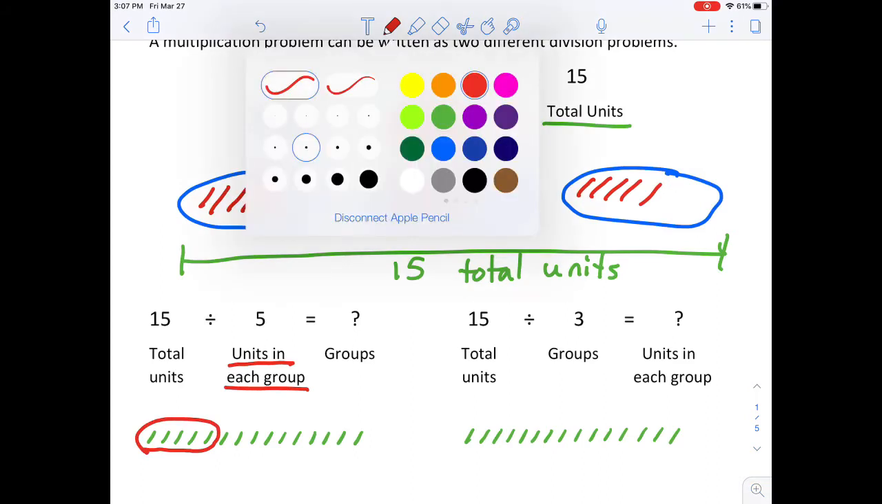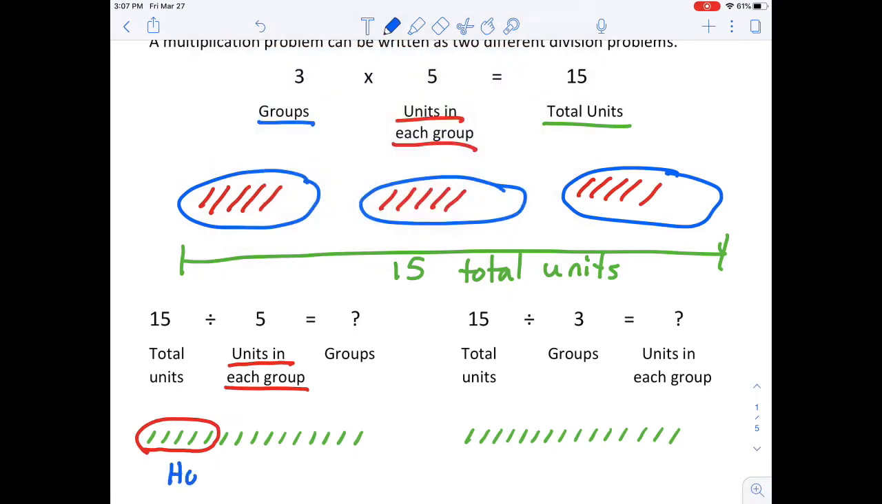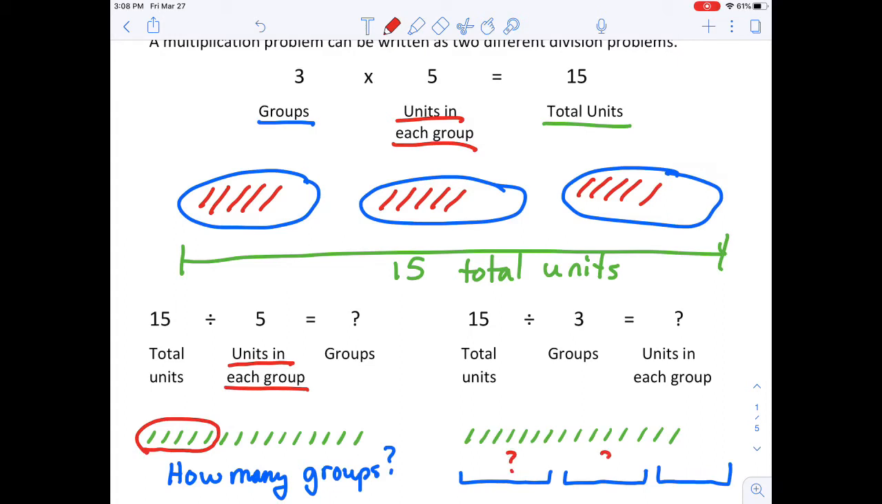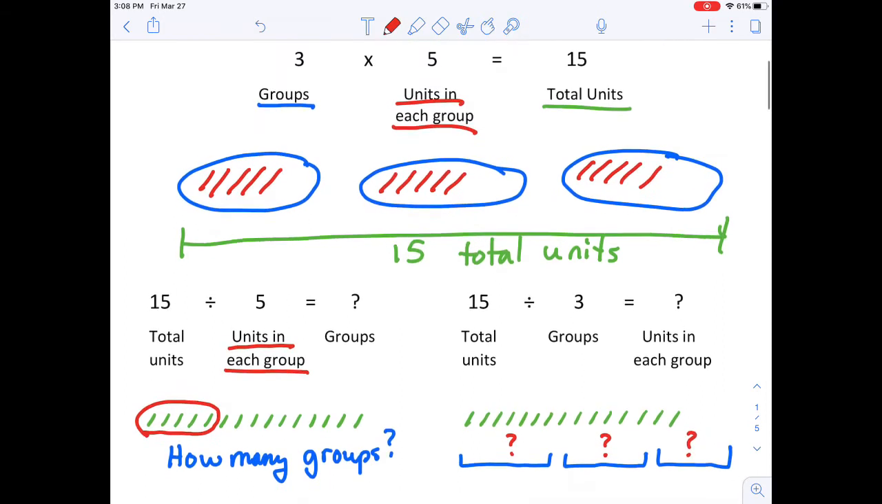And my question becomes, how many groups do I have? How many times can I circle 5 units? On the right, I have 15 total units, and now I have 3 groups. So I could draw out 3 groups, and the question becomes, how many units do I need to put in each group?